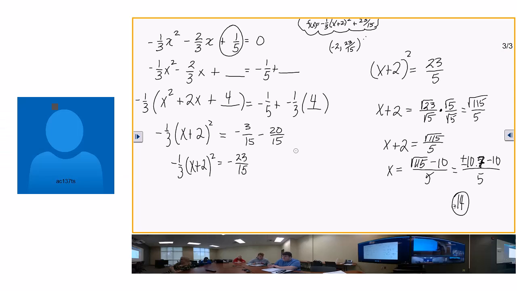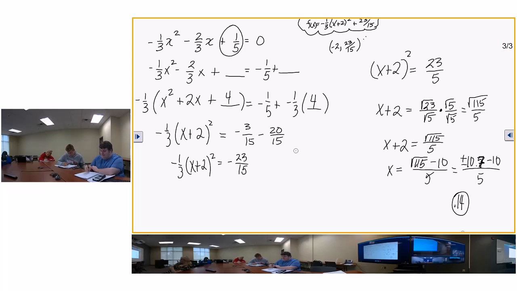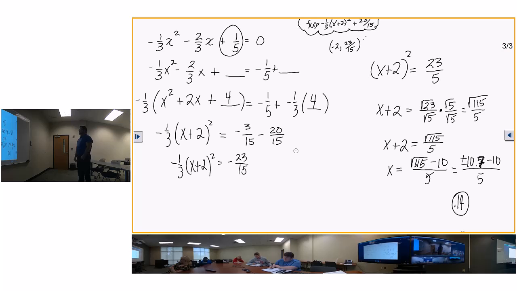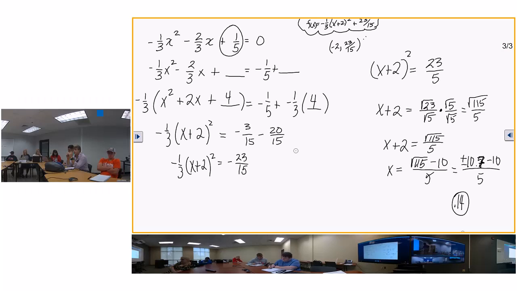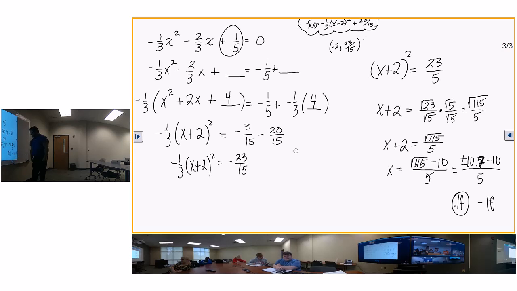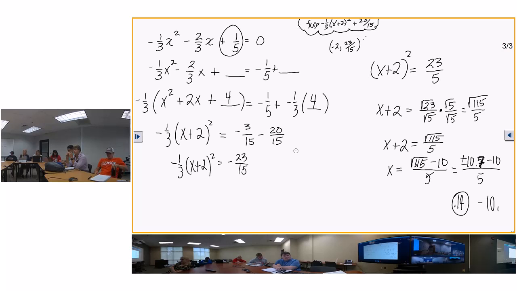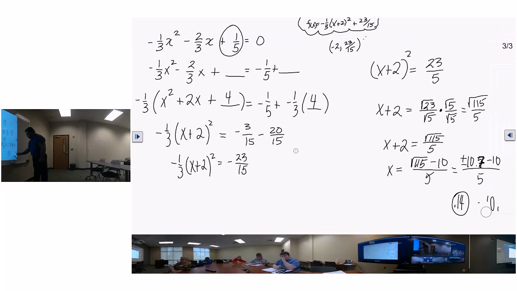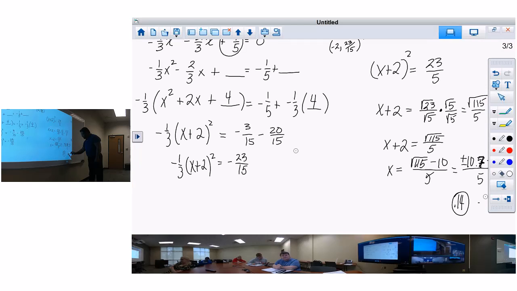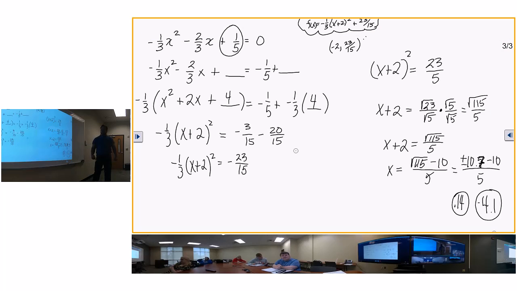Negative 20.7 over 5 will be negative what? 5 will go into negative 20.7 about 4 times, so 4.1. Somebody check that for me. What's negative 20.7 divided by 5? No, 4.1. Yes, sir. What is it, 4.1? All right, sketch it up. Do a sketch.